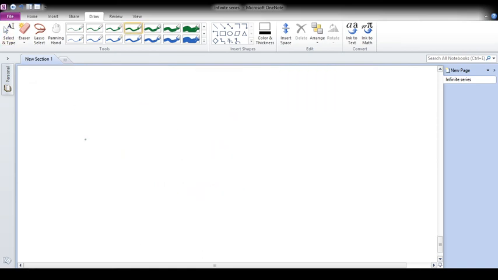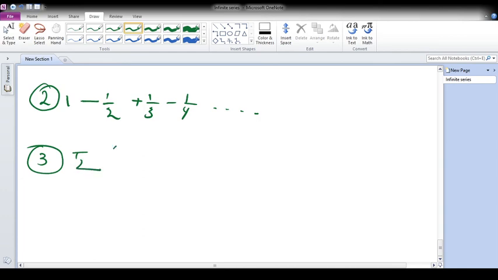Similarly, you can do it for 1 minus 1 by 2 plus 1 by 3 minus 1 by 4. You can find the first 4 partial sums. Similarly, summation n by 3 power n. These two problems, you do it. You can find the first 4 partial sums. Okay. So now you studied what is an infinite series and what is a partial sum of an infinite series.